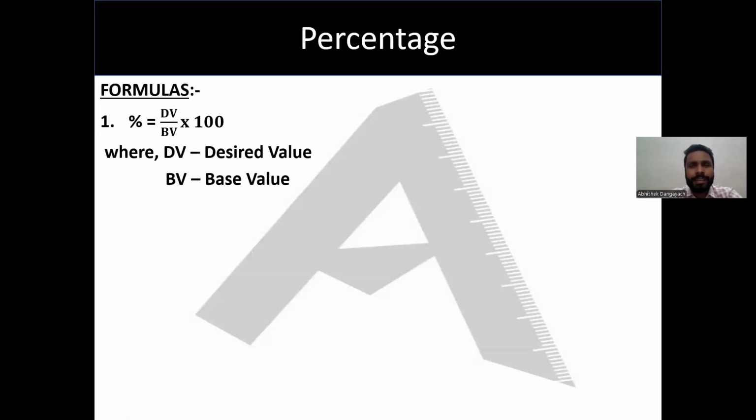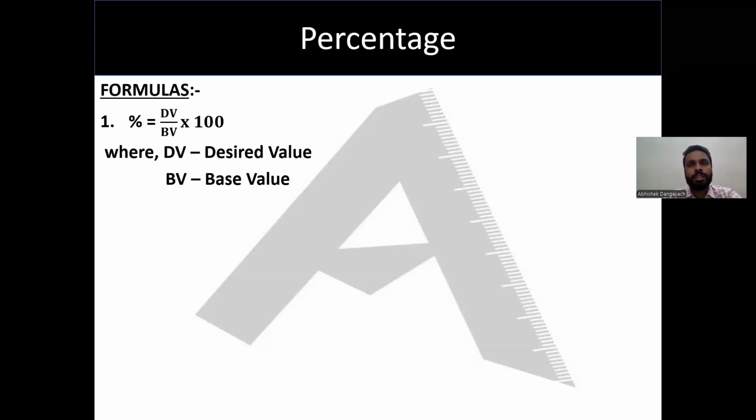Let me quote some examples for that. Suppose I ask you to calculate 10% of 200, the answer is going to be 20. If I'm asking you 10% of 400, the answer is going to be 40. If I'm asking you 10% of 600, the answer is going to be 60. We need to observe this 10% value: is it a fixed value or is it varying? It's changing. Sometimes it's 20, 40, 60, it can be any other value. It's not necessary to be a fixed value.